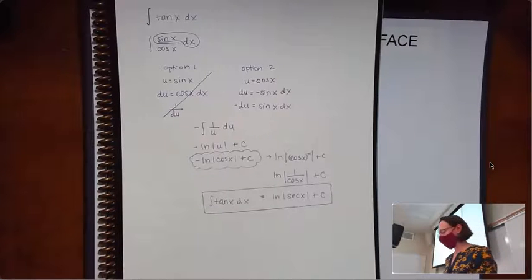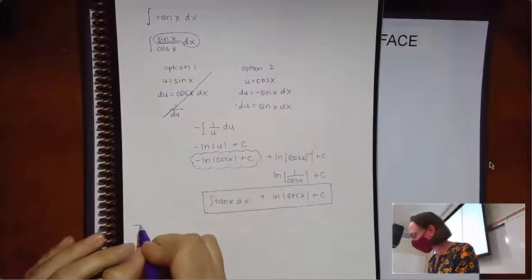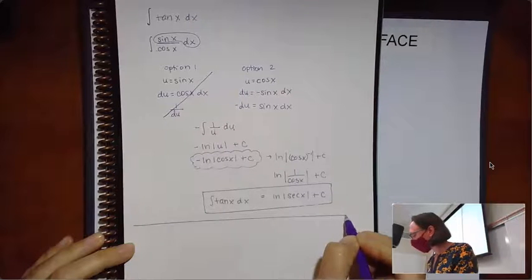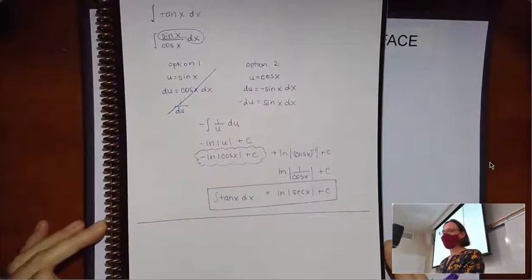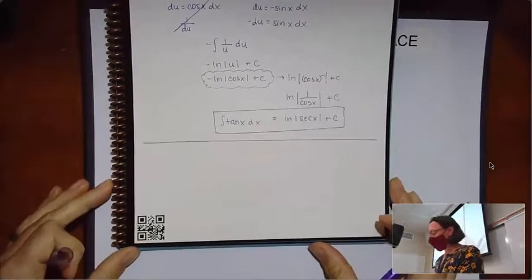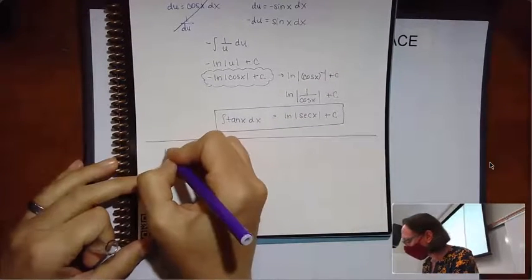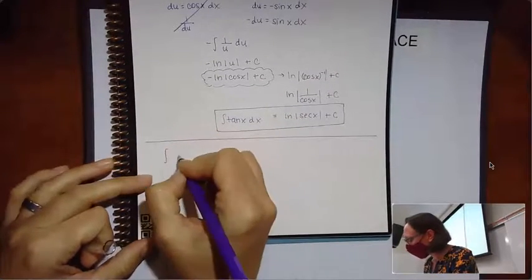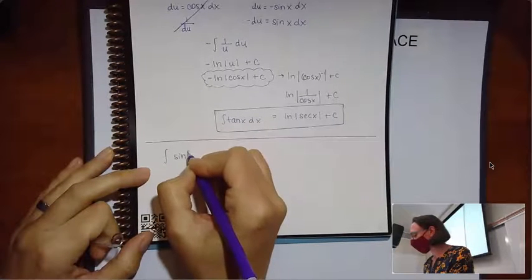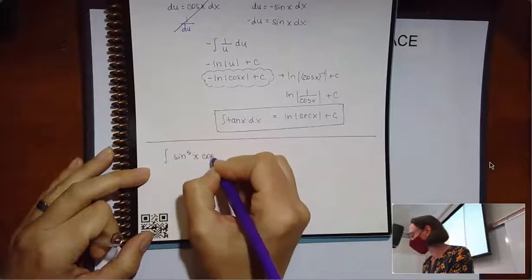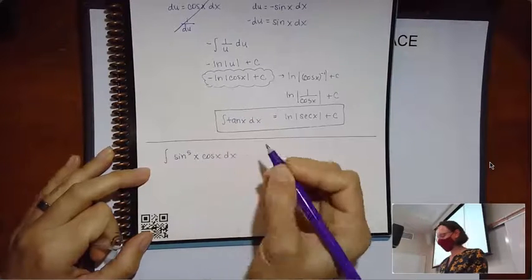More fun with trig? So let's say that I had, how about sine to the 5th x cosine x dx.